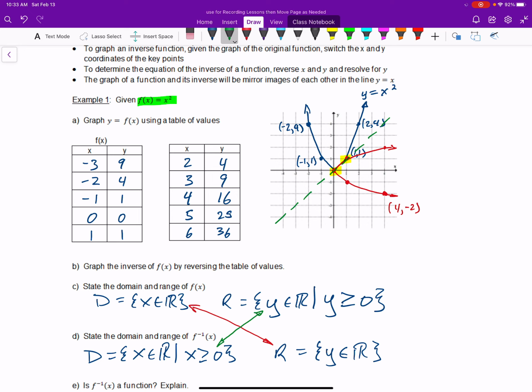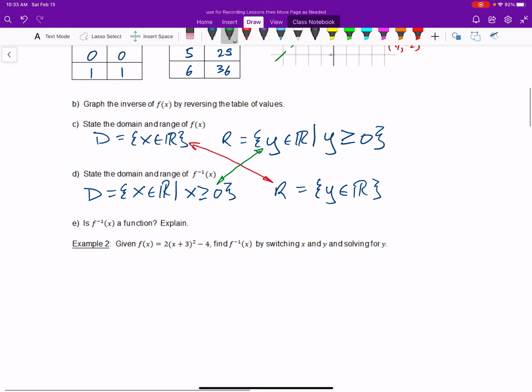The range was all real numbers greater than or equal to 0. The domain became all real numbers greater than or equal to 0. So that too switches, which makes sense since domain just deals with x values and range just deals with y values. Switching x and y for them too would switch the domain and range.